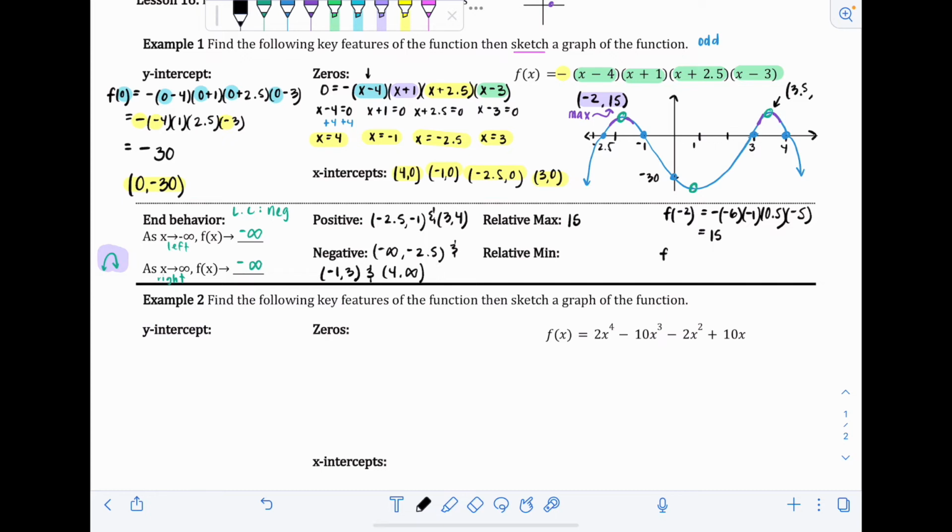We would do f of 3.5 is equal to, we're putting in 3.5 for all of our x values in the function, so the negative will be out in front, and then it'd be 3.5 minus 4 is negative 0.5. 3.5 plus 1 is 4.5. 3.5 plus 2.5 is 6. And then 3.5 minus 3 is 0.5.